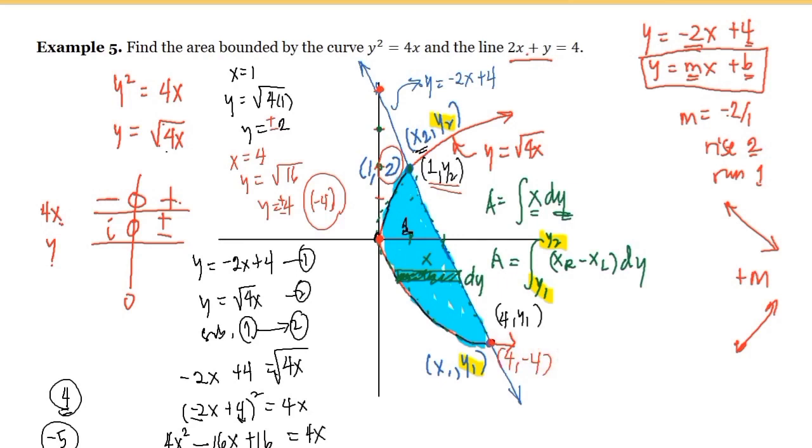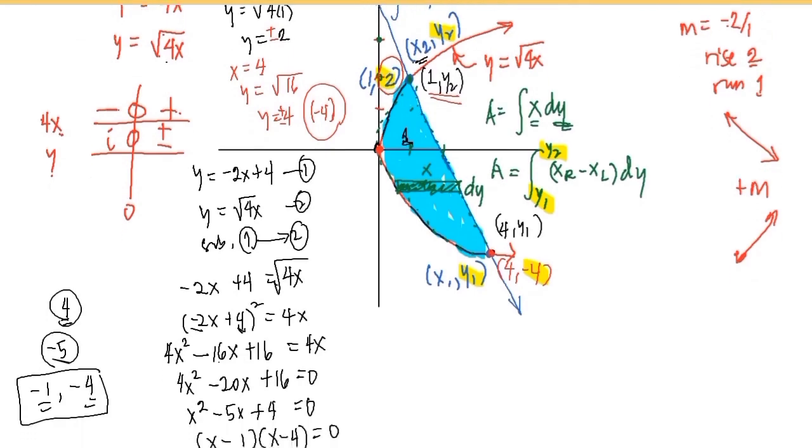Okay? So, ngayon, from this, makikita natin na yung lower limit natin na y1, that is negative 4. Yung upper limit natin, y2, that is positive 2. Okay? So, tuloy natin.